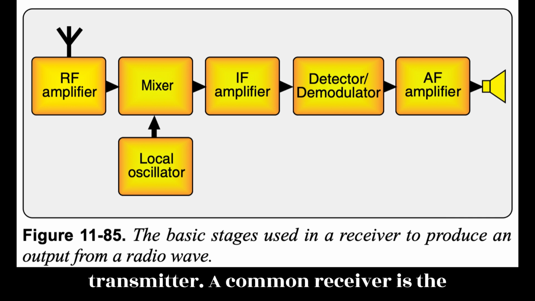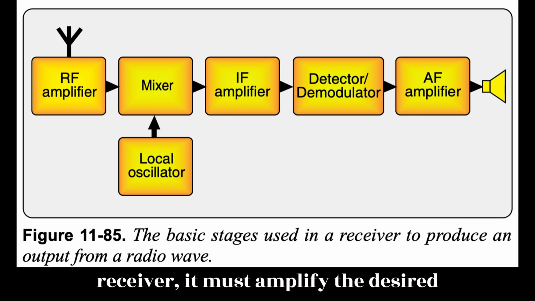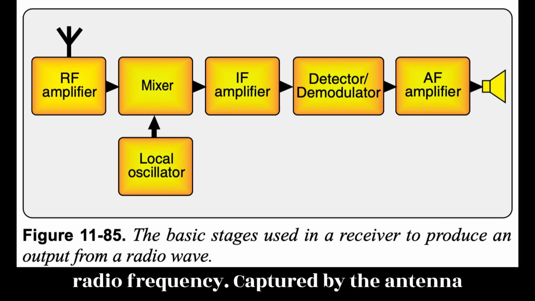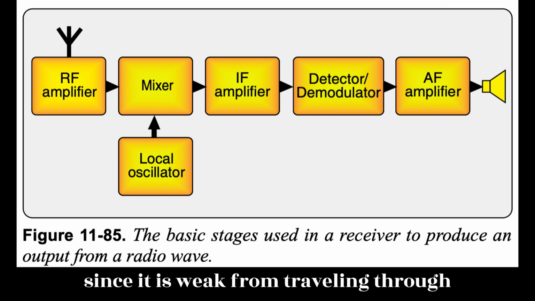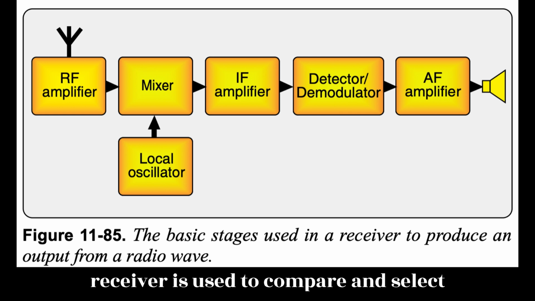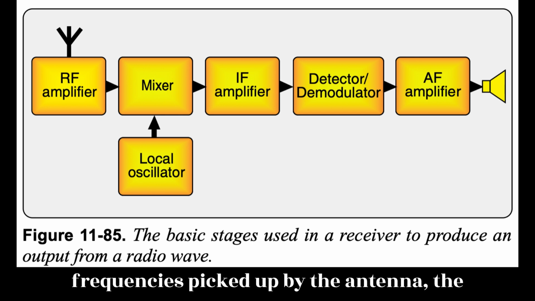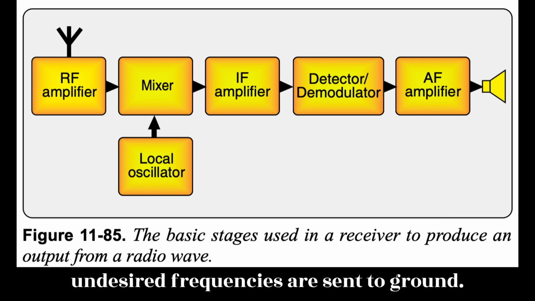A common receiver is the super-heterodyne receiver. As with any receiver, it must amplify the desired radio frequency captured by the antenna since it is weak from traveling through the atmosphere. An oscillator in the receiver is used to compare and select the desired frequency out of all of the frequencies picked up by the antenna. The undesired frequencies are sent to ground.